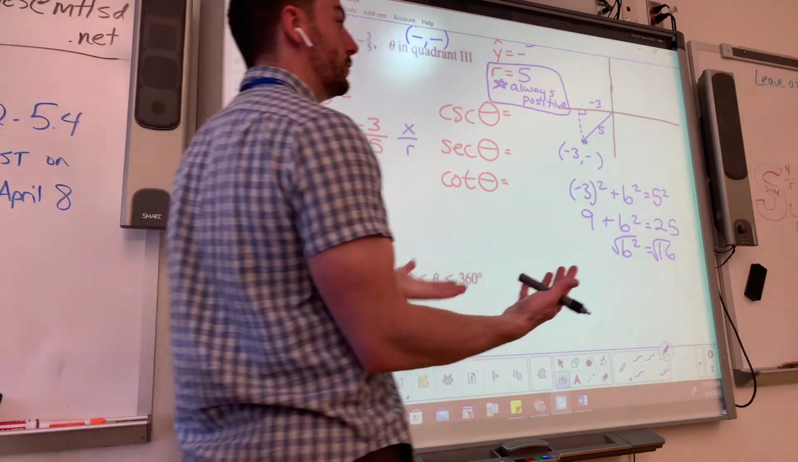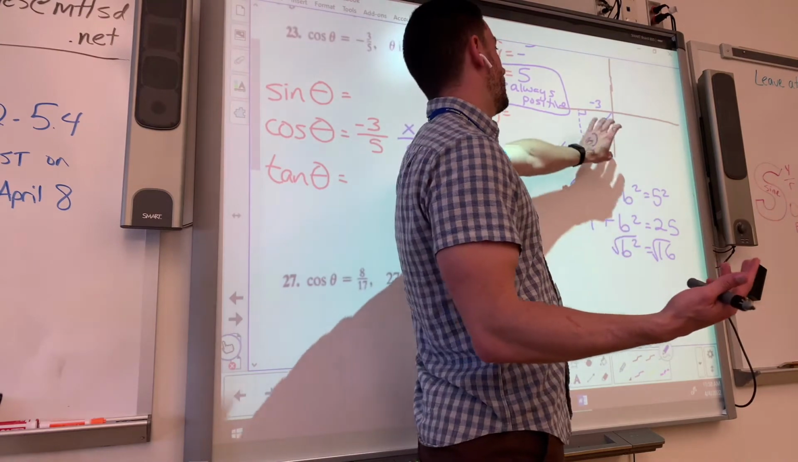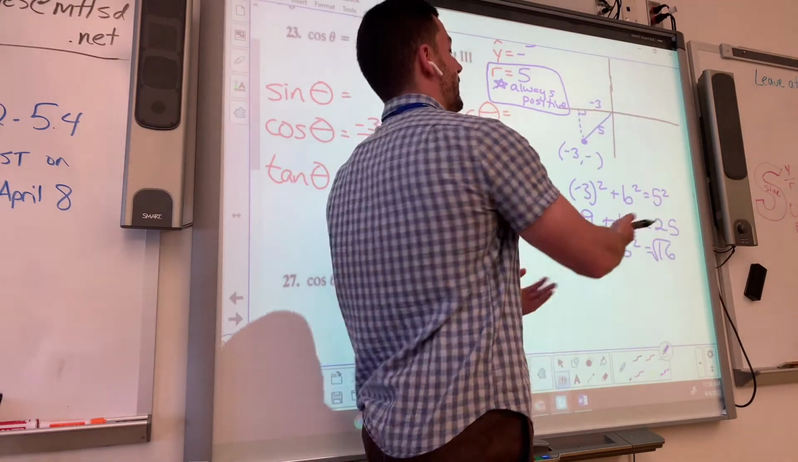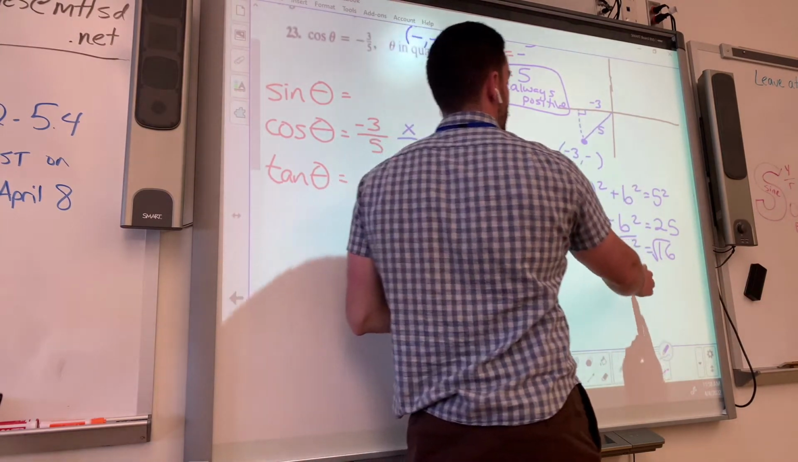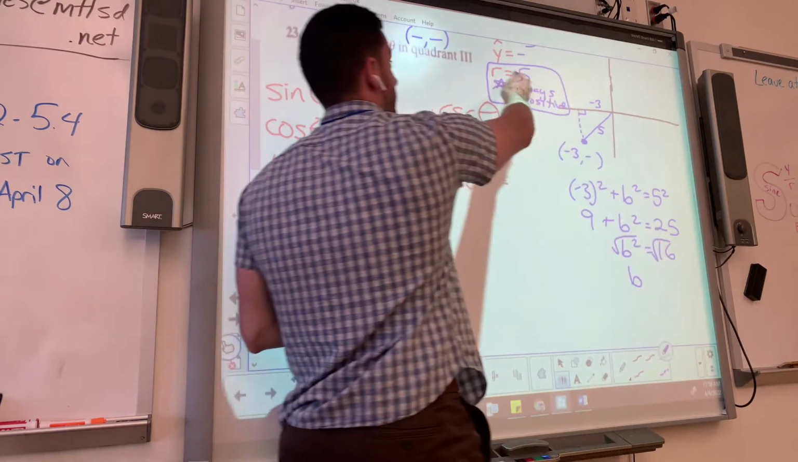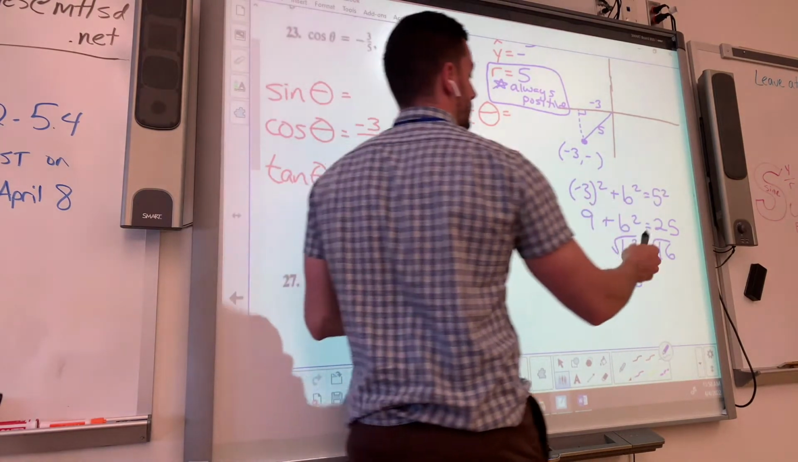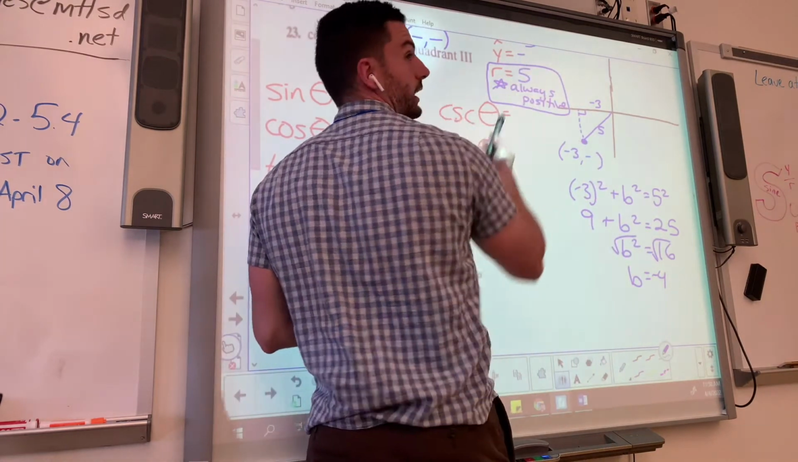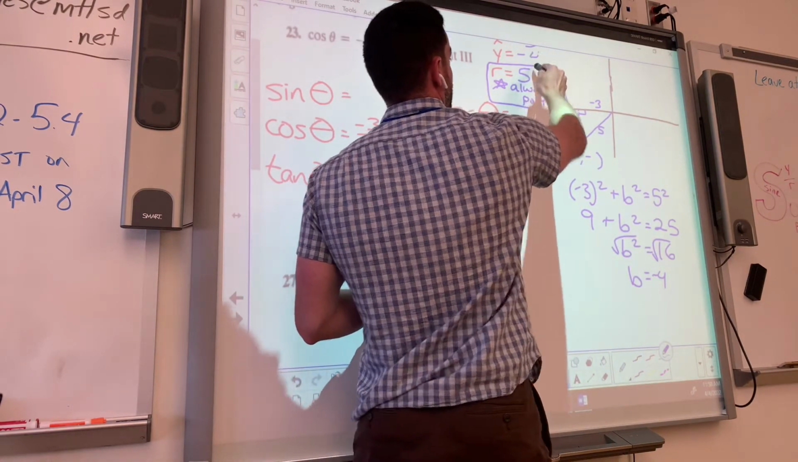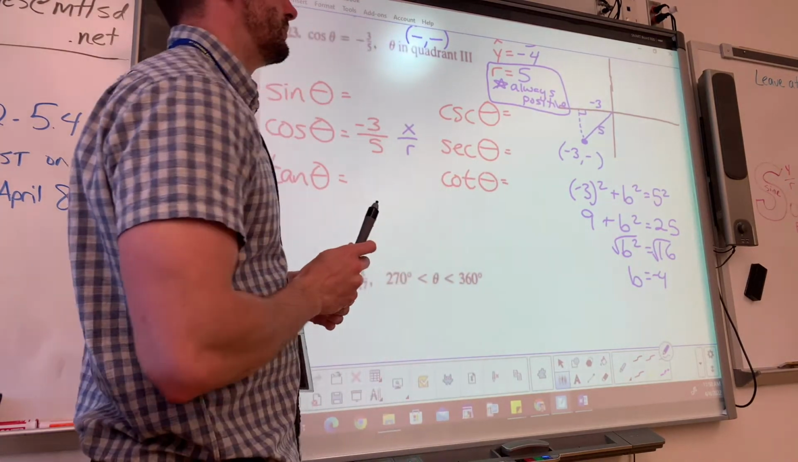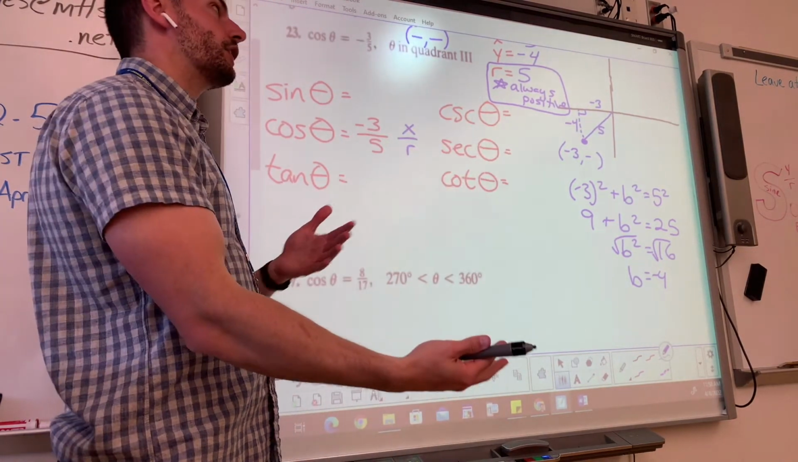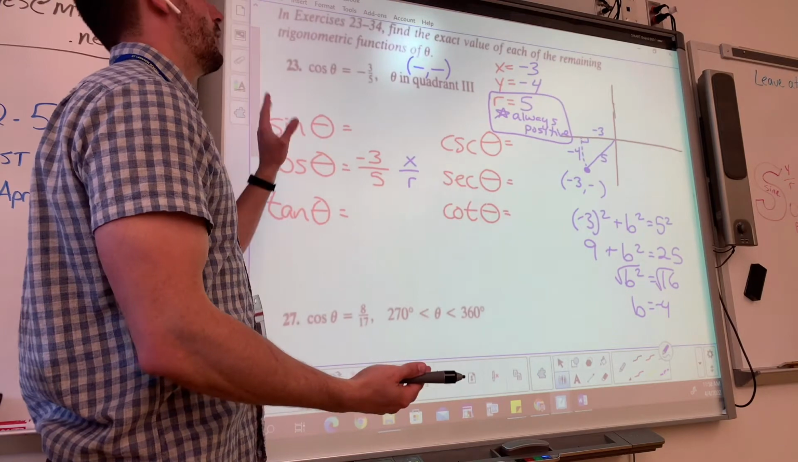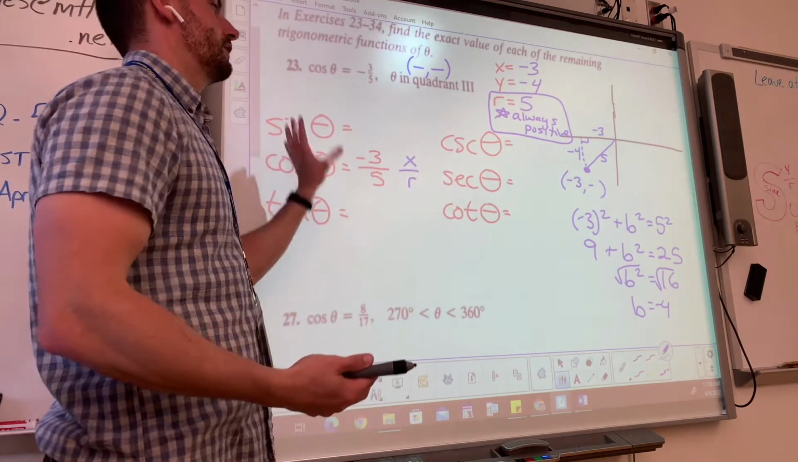And that's still true. But now that we're thinking of it in the context of a graph, this value can be negative, right? This y value. And I know that it is going to be negative, like we said, because it's in quadrant 3. So we are going to say this answer is negative 4, again, because we knew it was negative before we even started. Okay, so once I find that third value, now I know all that I need to fill in the rest of this.